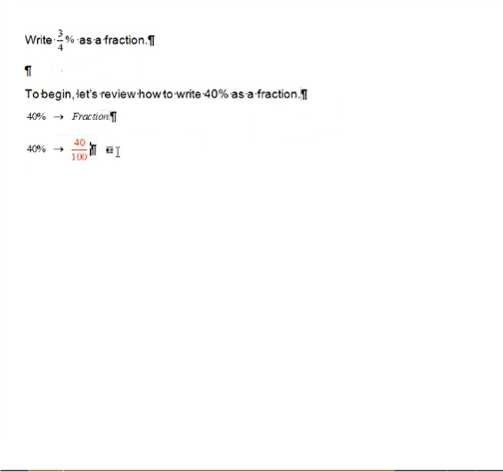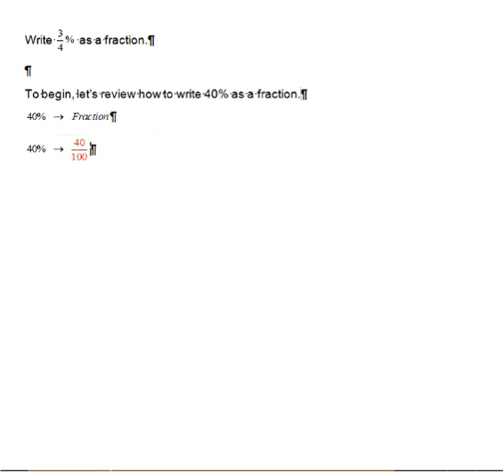40% may be written as a fraction by dropping the percent sign and writing the number over 100, yielding 40/100ths. However, with any fraction, we always want to make sure that we have it written in completely reduced form. And that means that there should exist no factor common to both the numerator and denominator. So when we consider the numerator, which is 40, and the denominator, which is 100, we see that 40 and 100 both contain a common factor, namely 20.